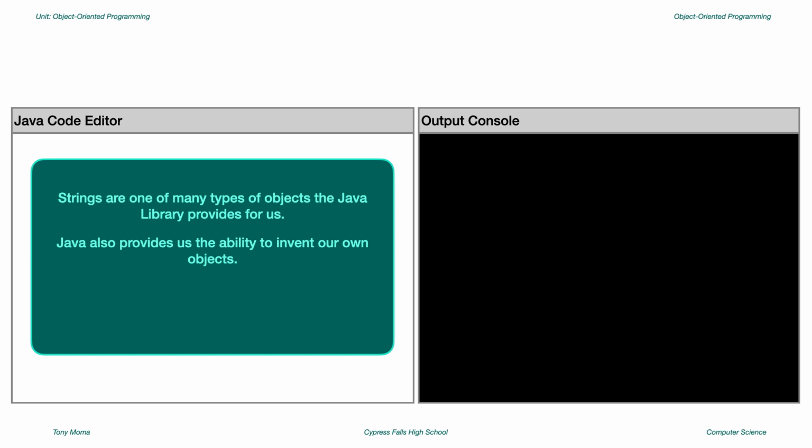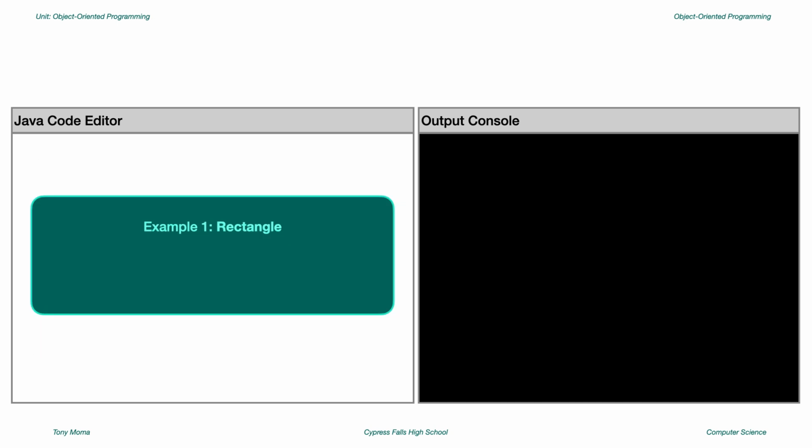Java also provides us the ability to invent our own objects. We do this by creating a class. A class is a template for a new object. For example, rectangle. Suppose I want to give myself the ability to create rectangle objects in a program. Well, the first thing I need to decide is what data do I want this rectangle to store? For this example, we'll just say our rectangle will just store the length and the width.